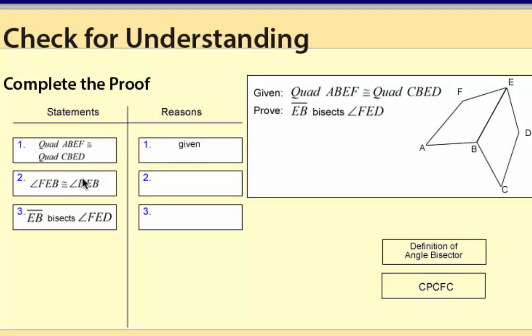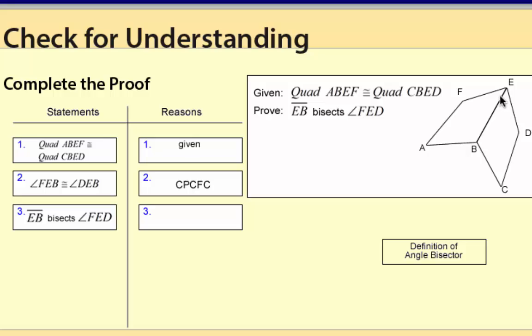Okay, so how can we conclude that angle FEB is congruent to angle DEB? Well, we already know that the two quadrilaterals are congruent, and these angles FEB and DEB are corresponding. And actually it looks like this segment EB is a reflection line for the two quadrilaterals. That's kind of an aside point. But anyway, your reasoning here is corresponding parts of congruent figures are congruent because this FEB and DEB are corresponding angles here. So since the quadrilaterals are congruent, those angles have to be congruent.